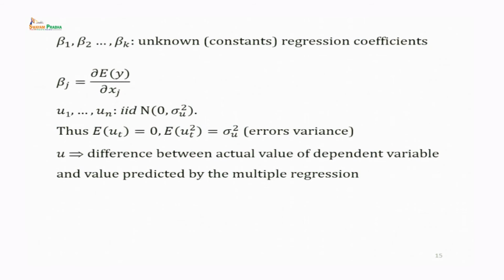Anyway, here also beta_1, beta_2, beta_k are the unknown regression coefficients, and if you differentiate the expectation of y with respect to x_j, then you get beta_j. So, again you get the interpretation of beta_j as the amount of change in the expected value of the dependent variable y for a unit change in x_j.